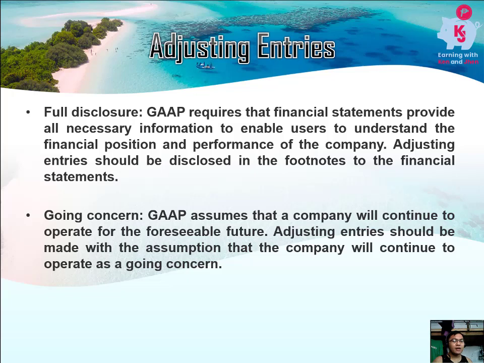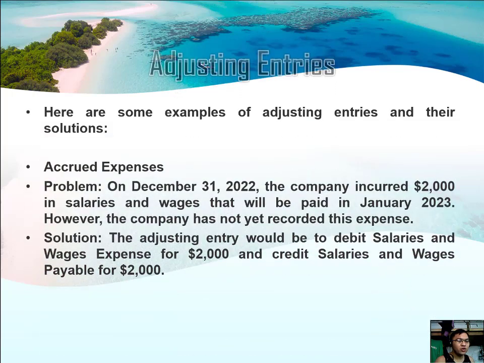Going concern, GAAP assumes that the company will continue to operate in the foreseeable future. Adjusting entries should be made on the assumption that the company will continue to operate as a going concern. So, parang walang balakid po na yung company ay mag-run in an infinite time. So, parang walang planong mag-close, parang ganun. Dapat ganun ang ating assumption.